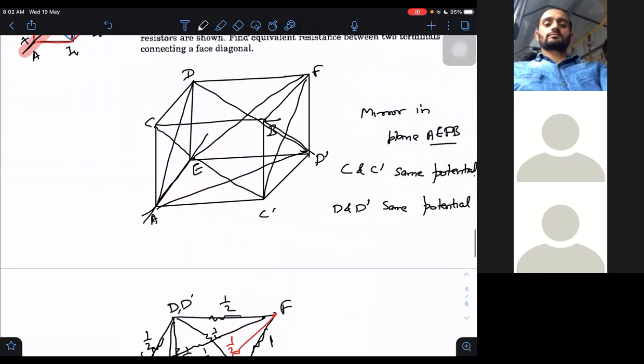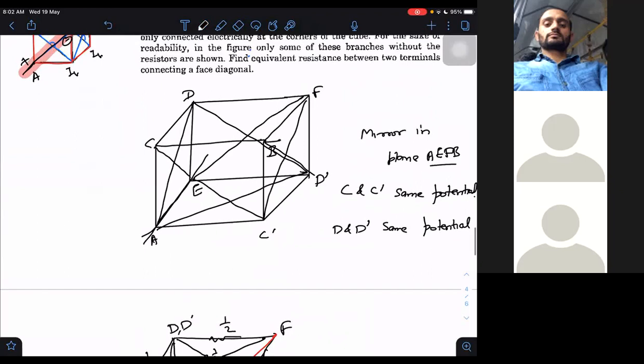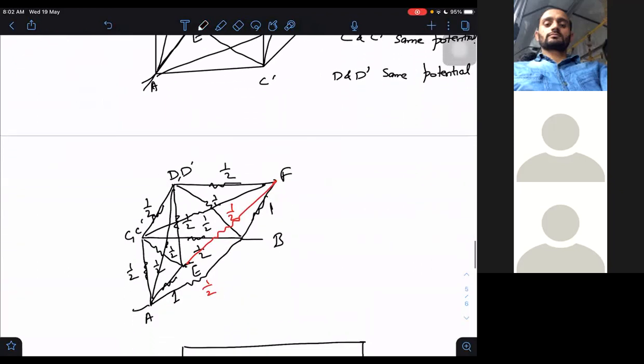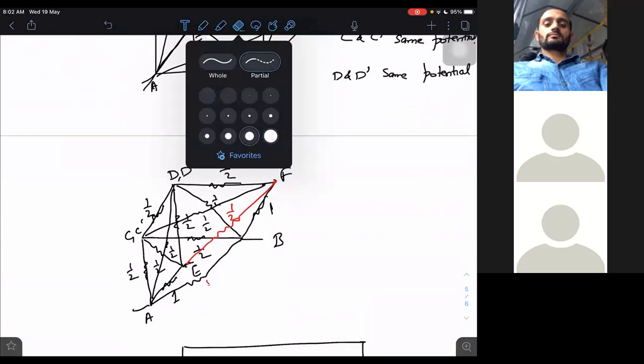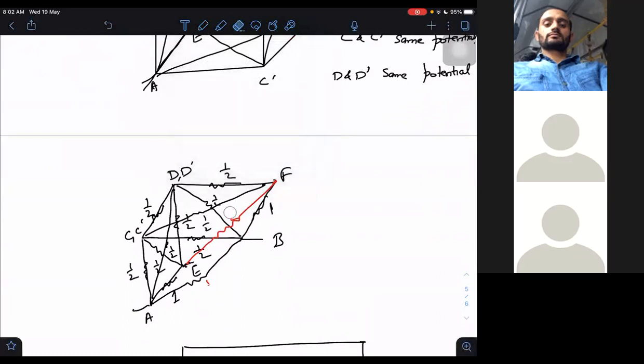EF is along the mirror, no? That's why F is also one only. AB also, I am saying 1. I don't know what I was thinking. I wanted to take 1 only, and I was very well aware that it is on the mirror only, but I don't know why I wrote 1 by 2.